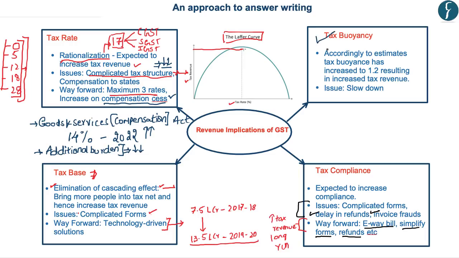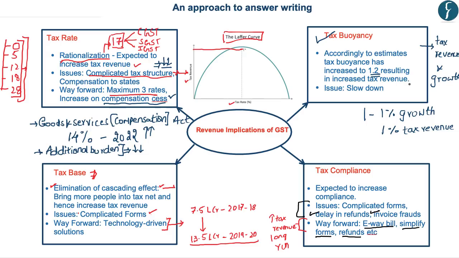Now, coming to tax buoyancy, the tax buoyancy is said to have increased to 1.2 after the introduction of GST. In order to understand this, a tax is said to be buoyant when there is a direct correlation between tax revenue and the growth rate in the economy. For example, the value of tax buoyancy is said to be 1 if a 1% growth in the economy has led to a commensurate 1% increase in tax revenue for the economy.